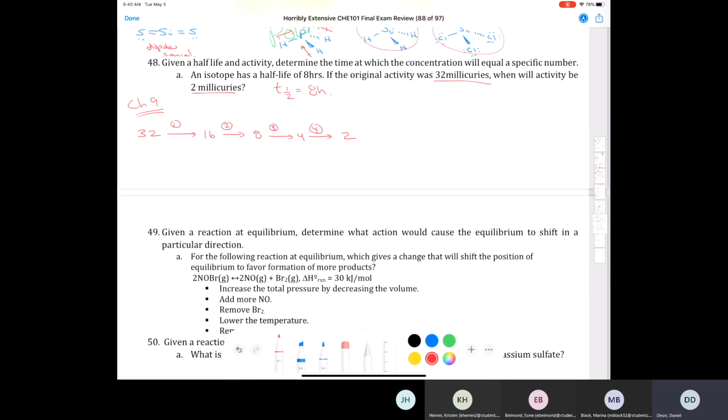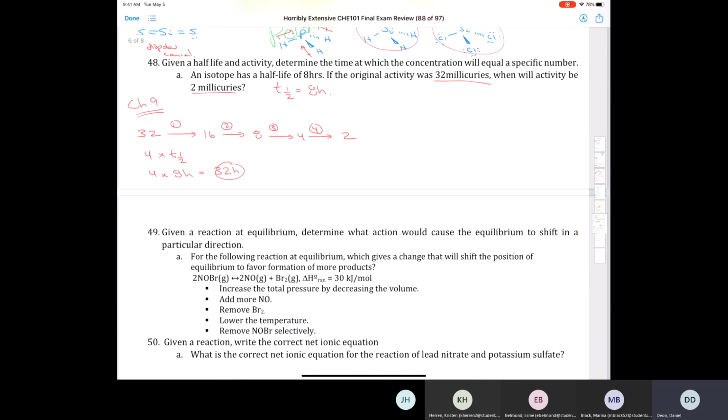Okay? So how many half-lives is this? This is 4 times T1/2. So 4 times 8 hours gives me a total of 32 hours. That's probably the easiest way to solve this problem. So after 32 hours, it will go from 32 millicuries to 2 millicuries.